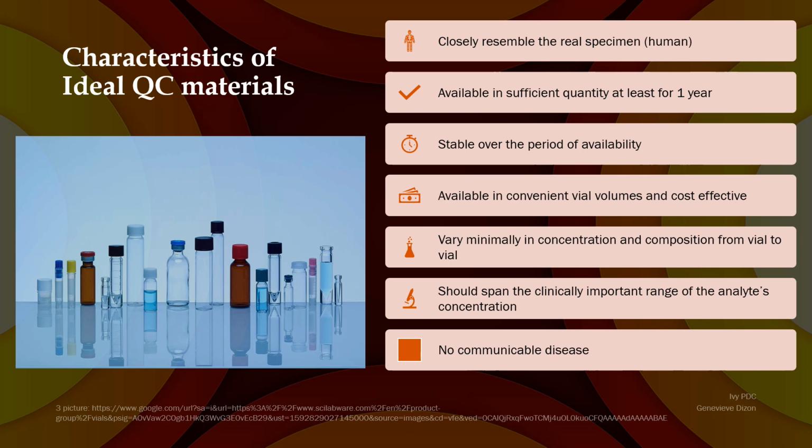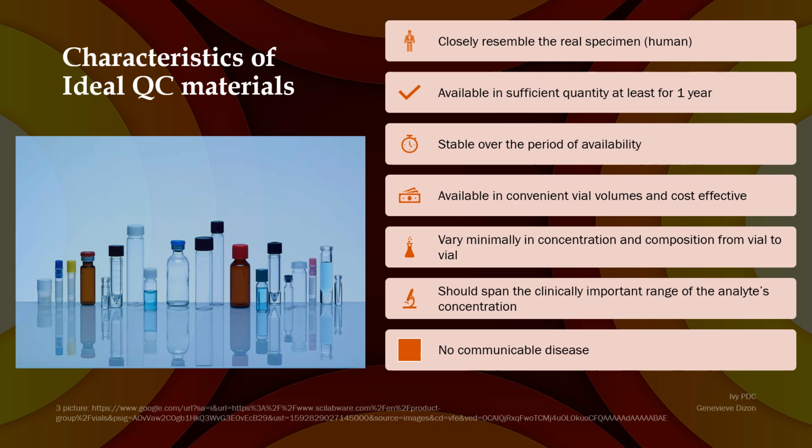The next one is that it should be available in convenient vial volumes and cost-effective. Cost-effective, of course, we know that it should not be too expensive. When we say available in convenient vial volumes, that means that it should have a convenient packaging so that dispensing and storage would not be a problem. Next, vary minimally in concentration and composition from vial to vial. This means that there should be a low vial-to-vial variability. Kung ano yung characteristic ng isang vial, kapag nag-open ka ng isang vial, they should be mostly the same, or they should not differ at all.